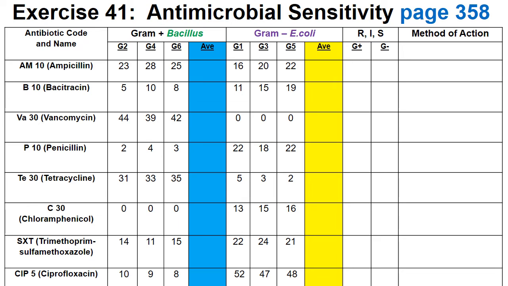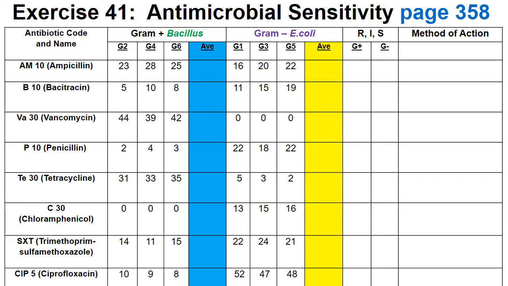Okay, so here's page 358. So what we see first is a column of all kinds of antibiotics: ampicillin, bacitracin, vancomycin, penicillin, tetracycline, chloramphenicol, trimethoprim, sulfamethoxazole, and ciprofloxacin. So the AM10 or the B10 indicate the code that would be seen on the antibiotic discs and the amount of drug impregnated on the disc. So in other words, AM10, usually like 10 micrograms of ampicillin. You don't need to know that amount, just need to know the antibiotic.